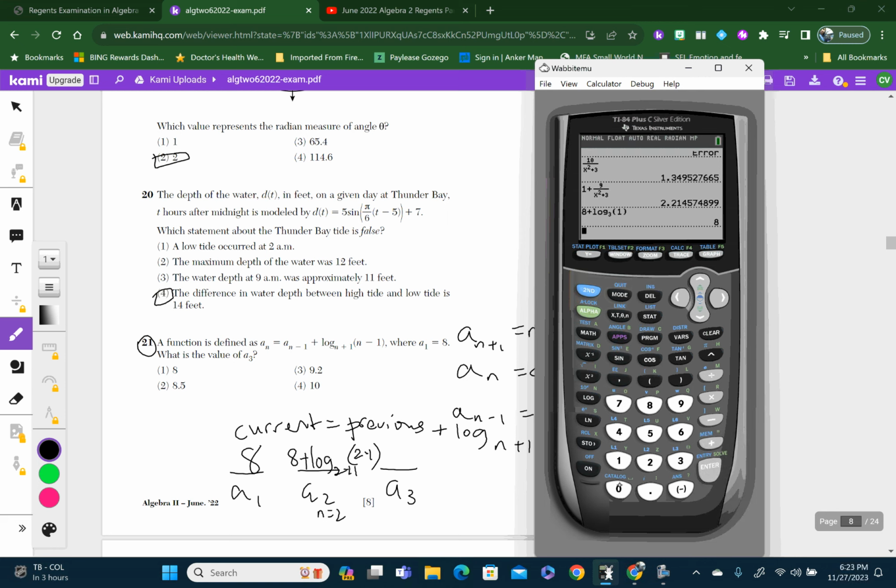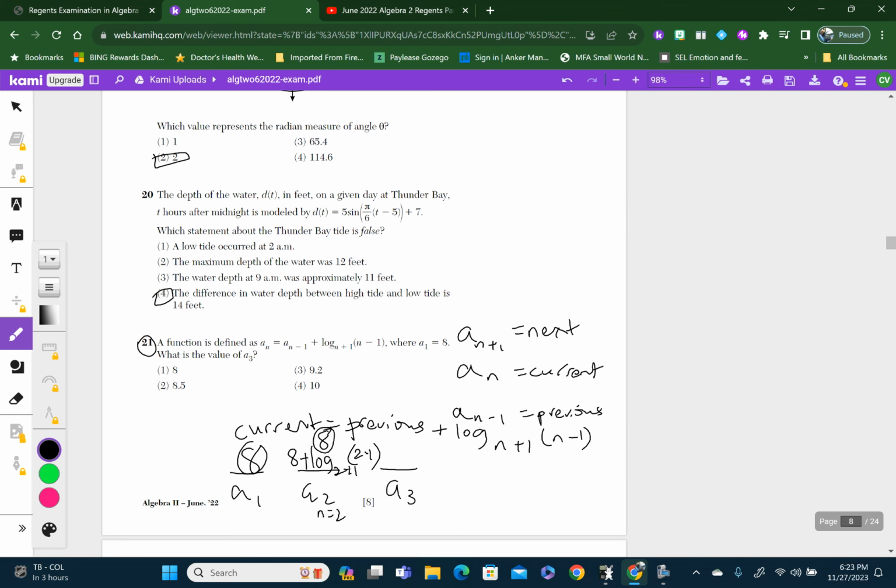So that means that this next number is going to give me 8. So I have an 8 here and an 8 here. And then now I'm going to do the same thing. Take it and plug it in here. So now, to get A3, I do 8 plus log of, on the number on the bottom, 3 plus 1, parentheses n minus 1. So 3 minus 1. And now this becomes again a calculator question.